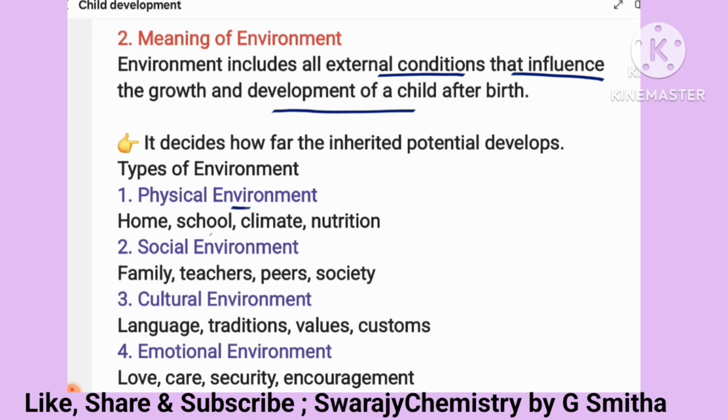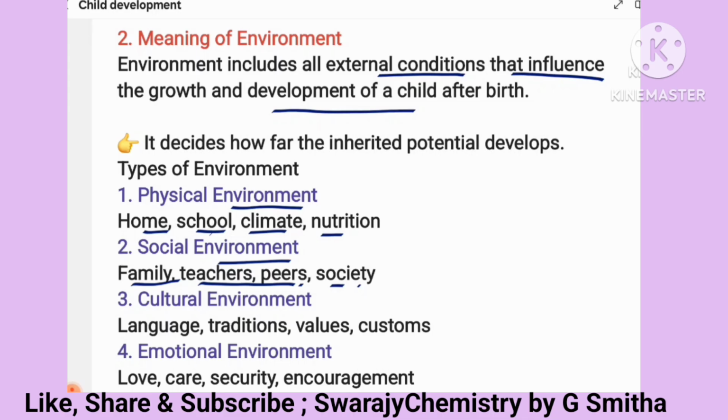First is physical environment. This includes home, school, climate and nutrition. For example, a child living in a clean, safe home with proper food and good school facilities will show better physical and mental development. Poor nutrition affects both growth and learning abilities. Next comes social environment. It includes family, teachers, peers and society. For example, if parents and teachers are supportive and encouraging, the child becomes confident and socially active. But a negative social environment may lead to fear, low self-esteem and poor social skills.